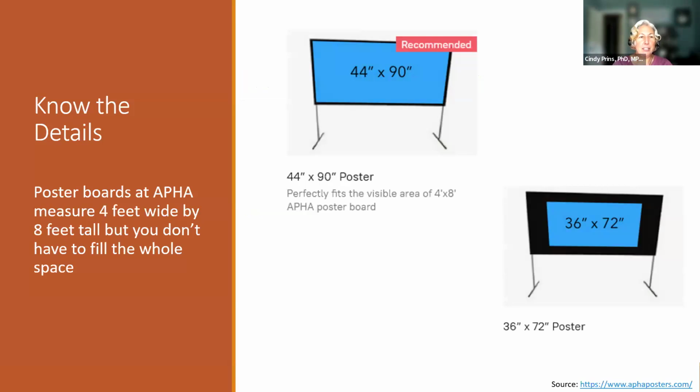So knowing some of the details is important. At APHA, their poster boards are 4 feet wide by 8 feet tall. You do not have to have an 8-foot tall poster. That would be very, very tall. So, this recommended just happens to be on the graphic I pulled. It's not that I'm recommending that, but a 44 by 90 poster fits really well within the area of the APHA poster board. Or you can have a 36 by 72, and that's also going to fit well. And it just depends on your own needs or what you want to present.